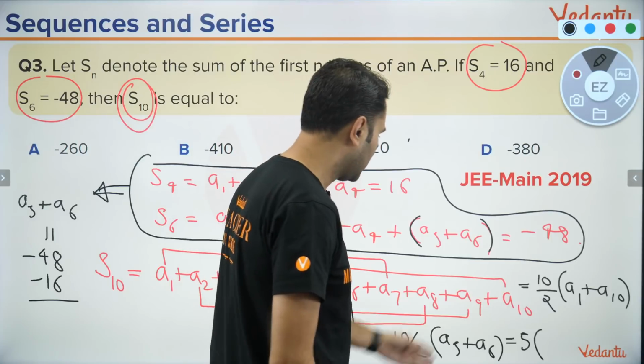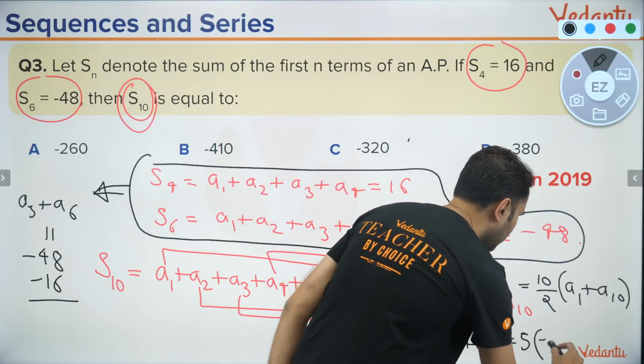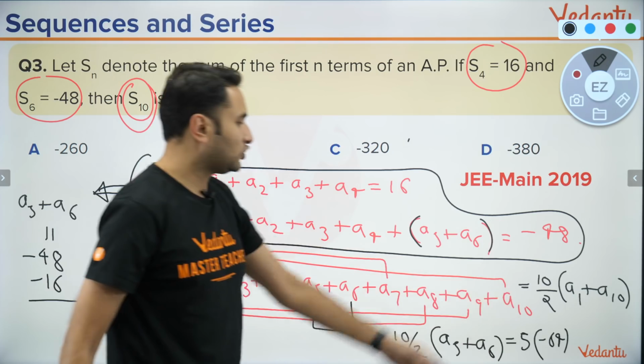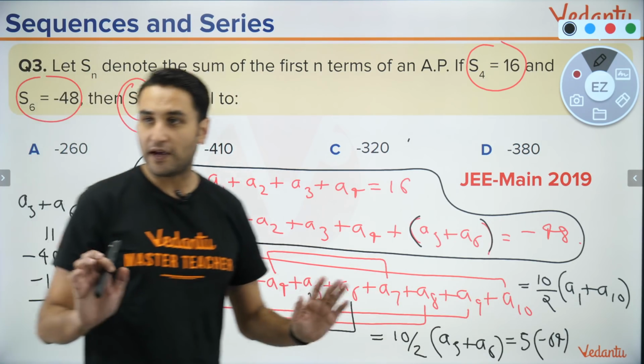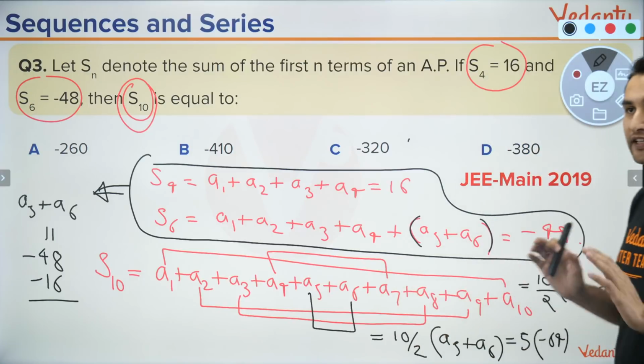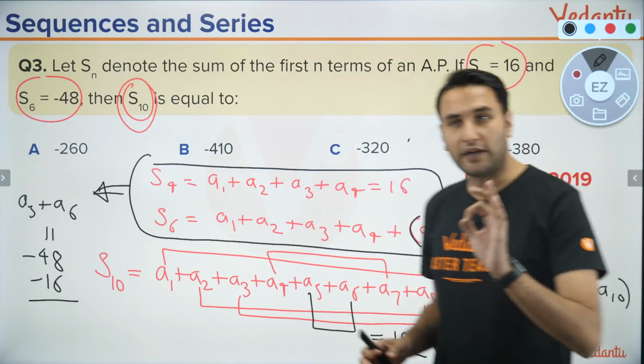64, right? -64. Just 5 into -64, that's your answer. Understood? Any doubt? Children, any doubt in this method? Such a simple method, right?